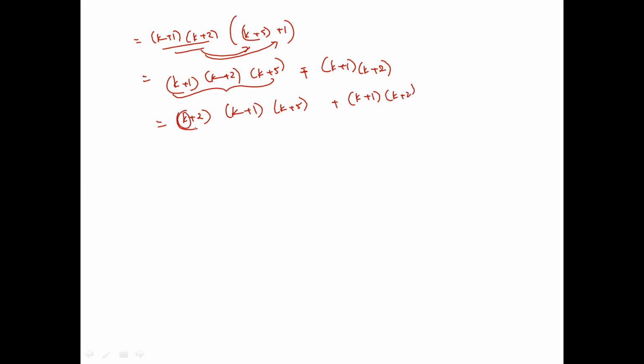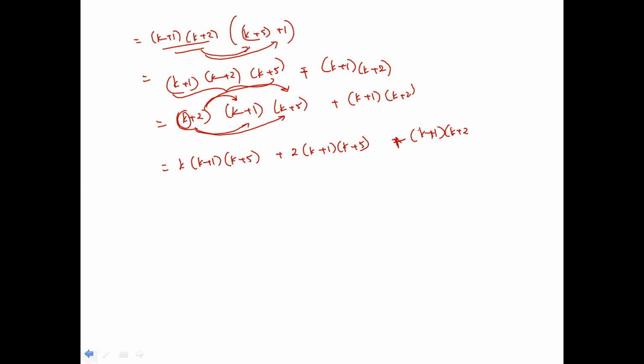First, I will distribute k with these. That means I have k(k+1)(k+5). Then I will distribute 2 with these two. So I have 2(k+1)(k+5). And then the last term I have is (k+1)(k+2). This is all I have.